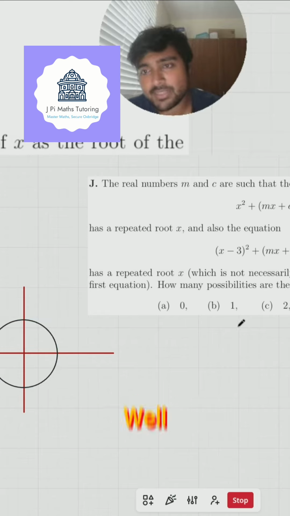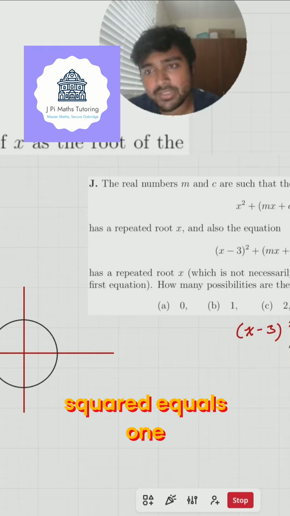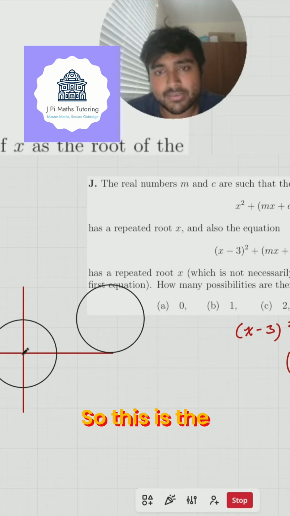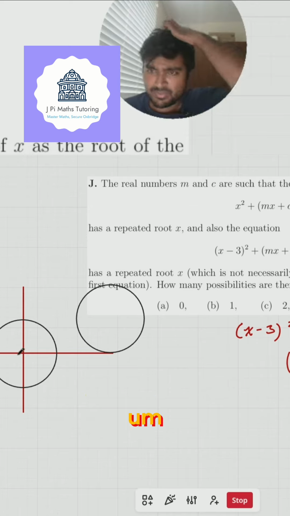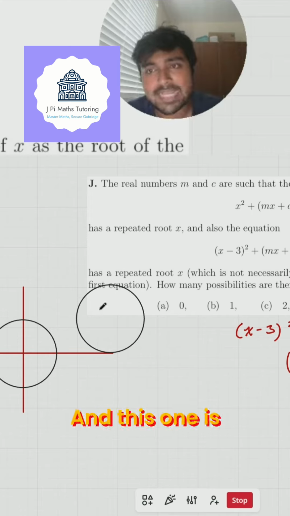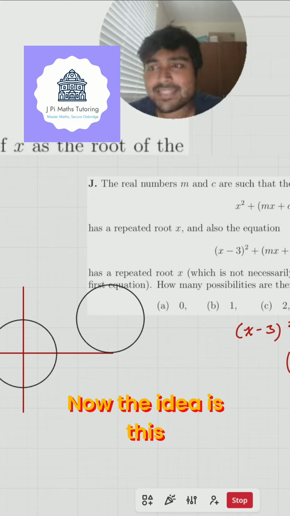How about the second one? Well, this is x minus 3 squared plus y minus 1 squared equals 1. So it's going to have center (3, 1) and radius 1. So this is the equation x squared plus y squared equals 1, which is related to this first equation. And this one is x minus 3 squared plus y minus 1 squared is 1. Now the idea is this.